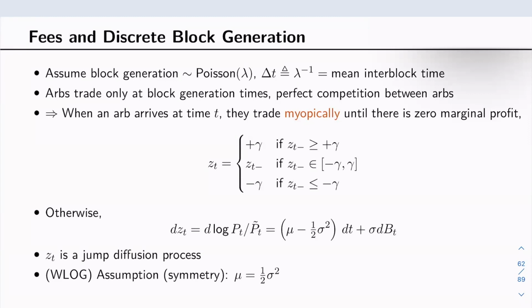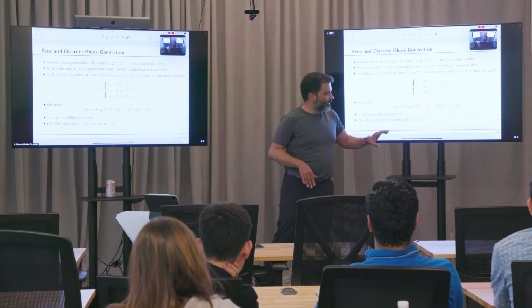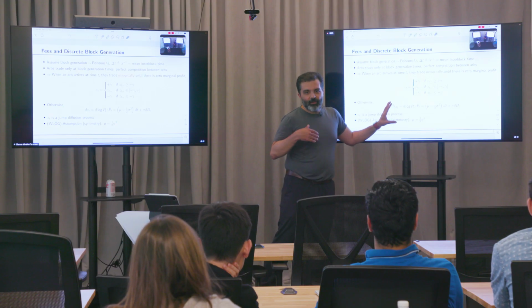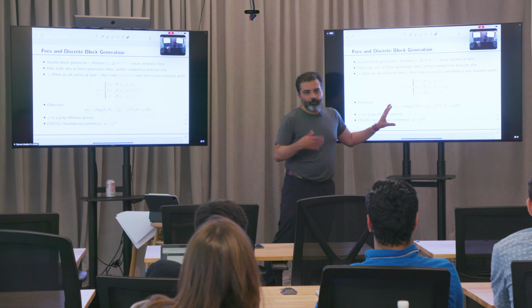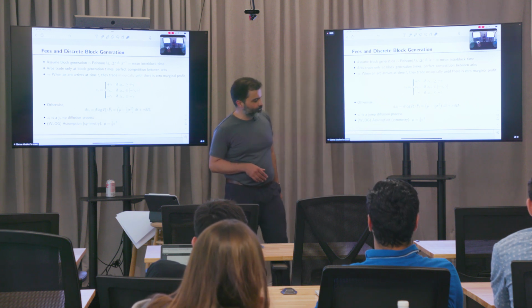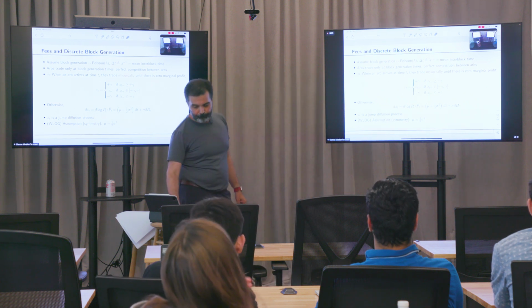This is not important, but makes the formulas a lot easier. I'm going to make the assumption that the drift is equal to half the variance, and that will make this random walk driftless. It'll make this a symmetric random walk, right? Again, this is not critical. We have the more complex formulas in the paper, but it reduces the algebraic complexity a lot.